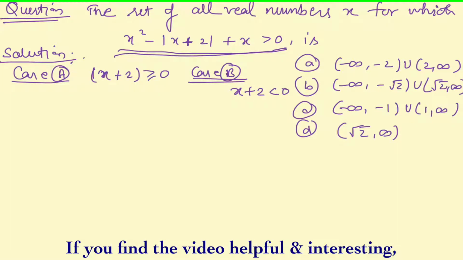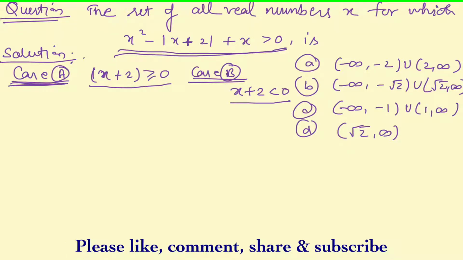So we'll have to form two cases here, that is nothing but case A, that is x plus 2 greater than equal to 0, and case B, that is x plus 2 less than 0. So we are going to proceed with case A, x plus 2 greater than equal to 0. That means when x plus 2 is positive, that is nothing but when x is greater than equal to minus 2.